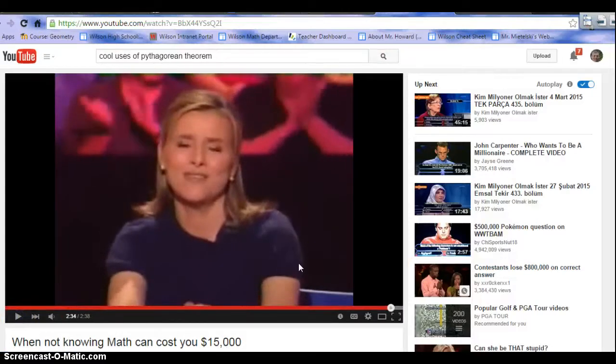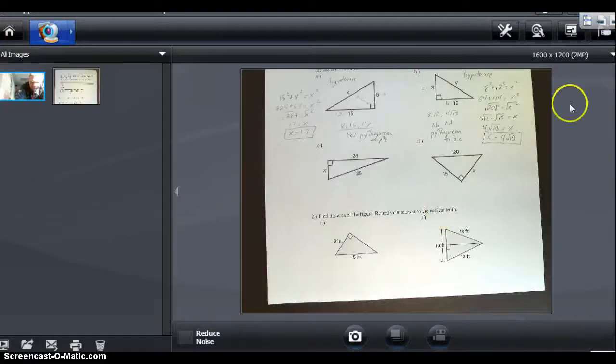Alright guys, so, where do you ever use math in the real world? Well, there's 15 grand right there that guy could have won if he knew that 3 squared plus 4 squared, 9 plus 16 gives you 25. So just a little bit of comedy there, but hopefully that gives you something as well.